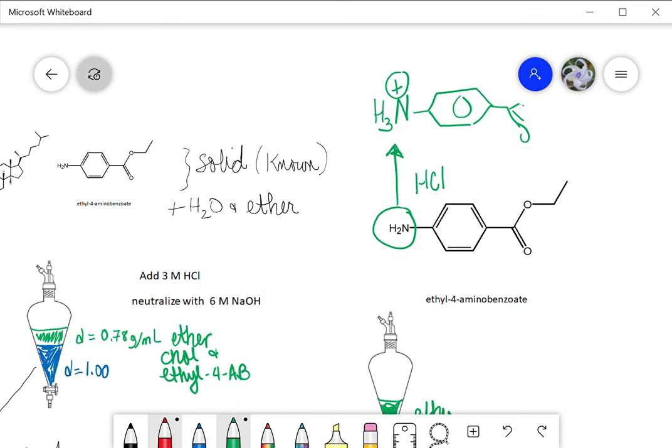Sorry, I'm running out of room up there. I'm going to make a really, really long carbon bond. Okay, so I've got my protonated amine, and now this is going to be soluble in water.